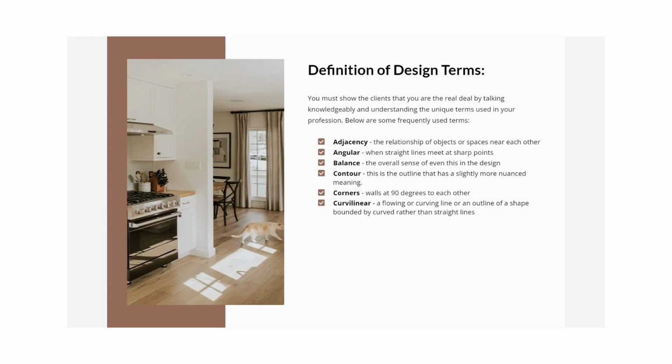Contour, this is the outline that has a slightly more nuanced meaning. Corners, walls at 90 degrees to each other. Curvilinear, a flowing or curving line or an outline of a shape bounded by curved rather than straight lines.